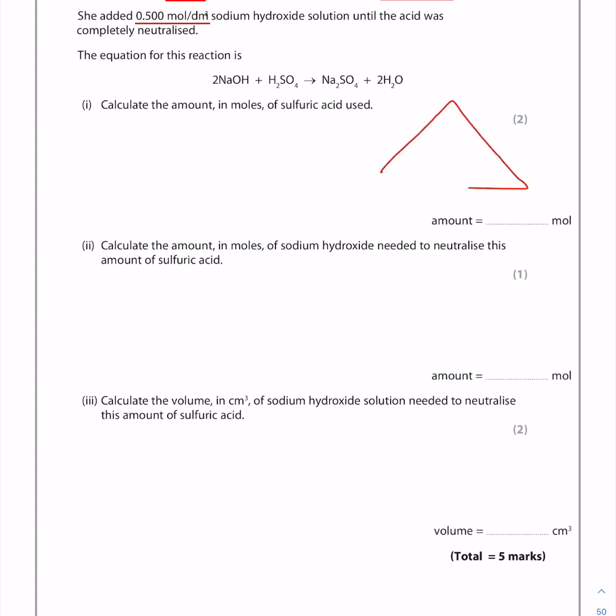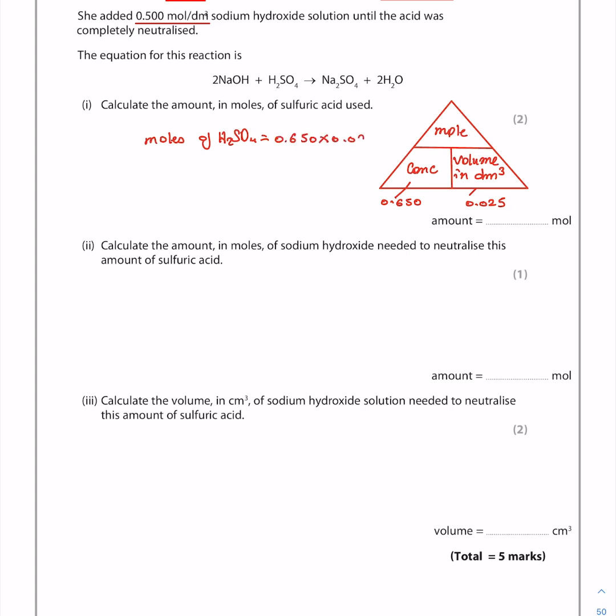We start by using the concentration law. Concentration is equal to moles over volume in cubic decimeter. We have the concentration 0.650 and the volume 25, which we divide by 1000 to get 0.025. To get the moles: moles of sulfuric acid, H2SO4, is equal to the concentration 0.650 times 0.025, the volume. This gives us 0.01625 moles.